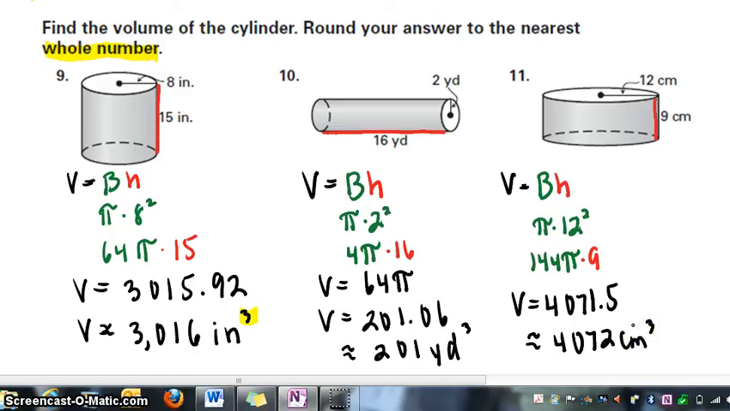So that's volume of cylinders and prisms. And just be careful, use your calculator, watch your bases. I don't think it's too difficult for a cylinder, but for the prisms you need to watch your base and make sure you identify which side of the prism is the base.